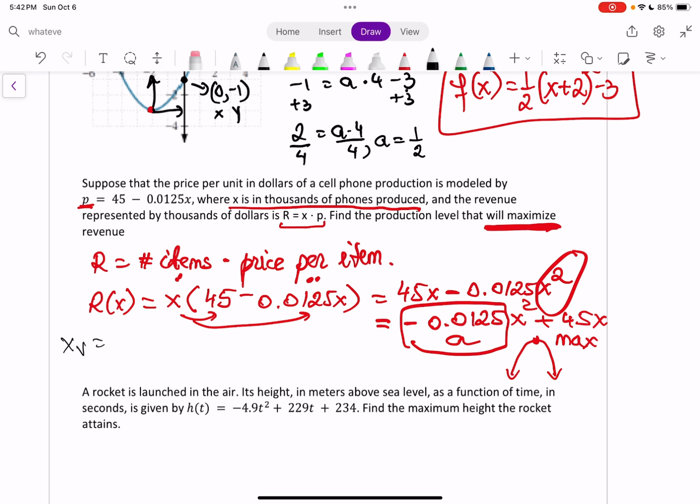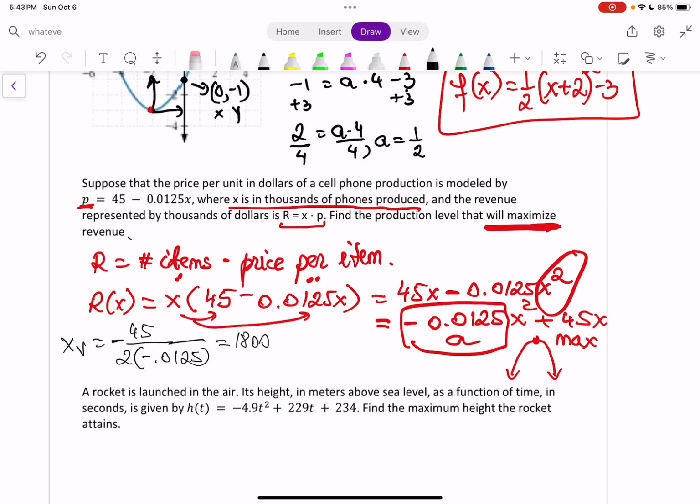Well, the x-coordinate of the vertex is negative b, which for us is 45, divided by 2 times a, which for us is negative 0.0125. So let's put this in the calculator, and I'll put it in mine. So 45 divided by 2 times 0.0125. So I got 1,800 positive.